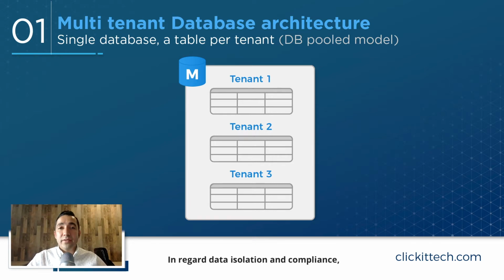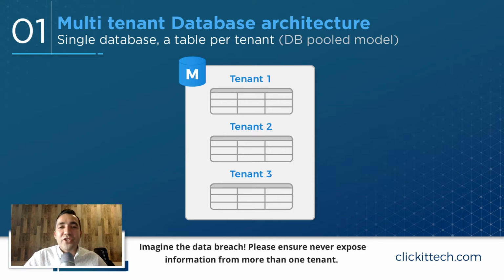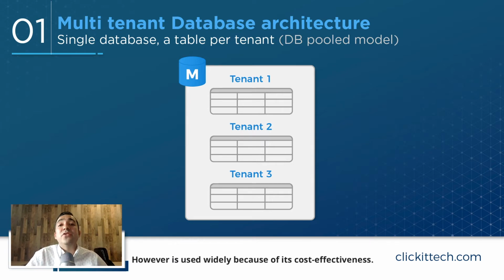In regard to data isolation and compliance, let's say that one of your developers makes a mistake and brings the wrong tenant information to your customer. Imagine the data breach. Please ensure never to expose information from more than one tenant. That's why this architecture model is not recommended when SaaS applications need to be compliant. However, it is used widely because of its cost effectiveness.